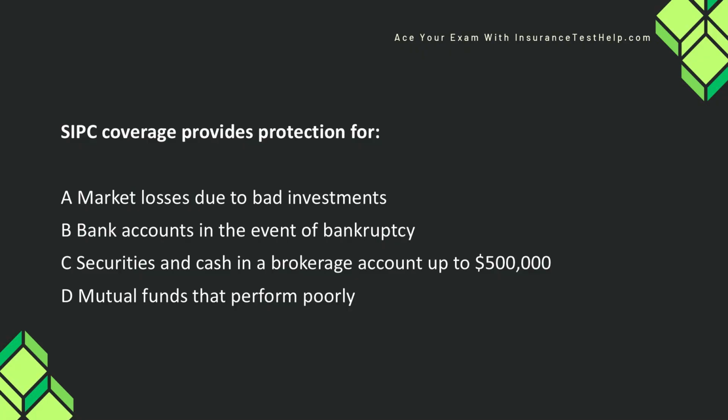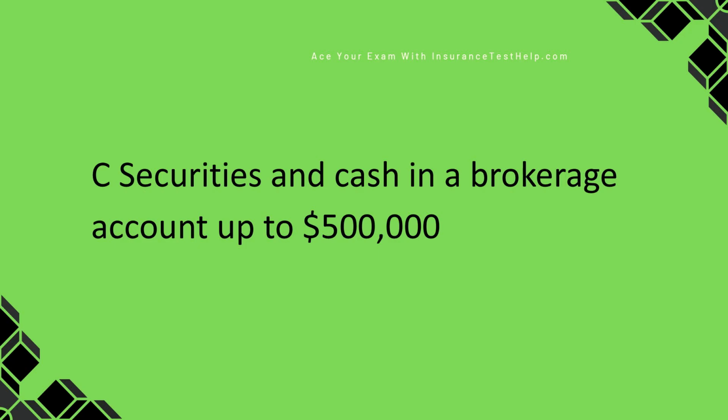SIPC coverage provides protection for A, market losses due to bad investments, B, bank accounts in the event of bankruptcy, C, securities and cash in a brokerage account up to $500,000, D, mutual funds that perform poorly. So the SIPC is set up to help you in case your broker or dealer went bankrupt and didn't have the money to give you what was sitting in your brokerage account. So that is $500,000, $250,000 of which can be cash. So the rest of it obviously would have to be securities to get up to the $500,000.